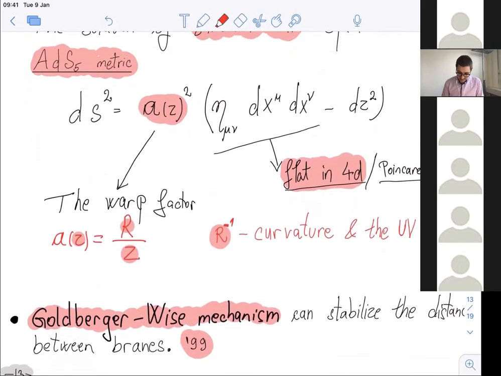Maybe I could say something more about the Goldberger-Wise mechanism, the way it works. There is an additional scalar field in the bulk. You can write the potential of it localized to these branes. This scalar field with such a potential will give a potential for the radion.